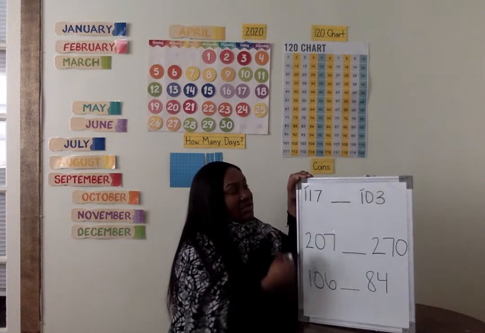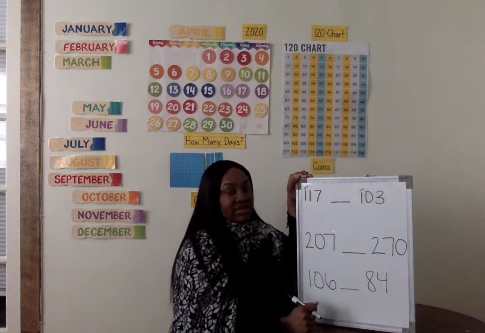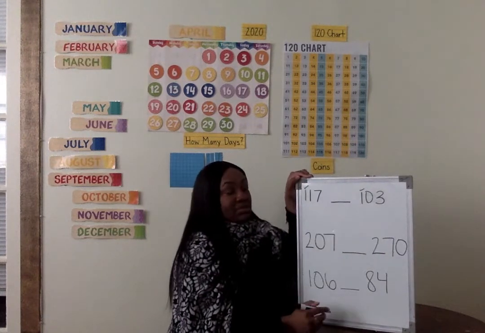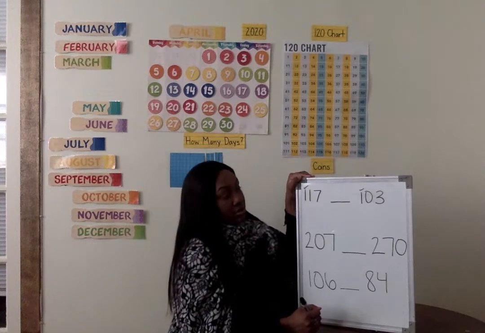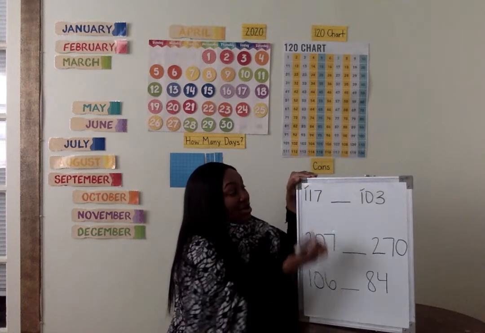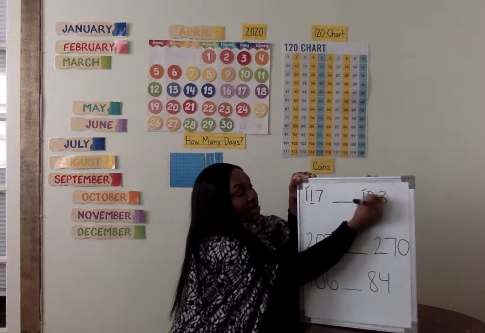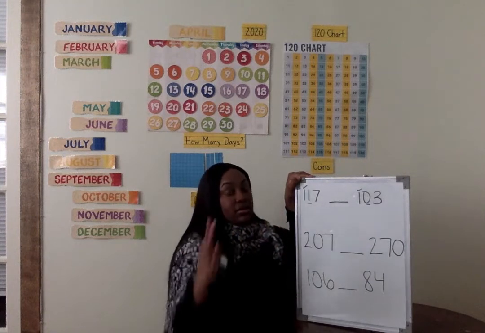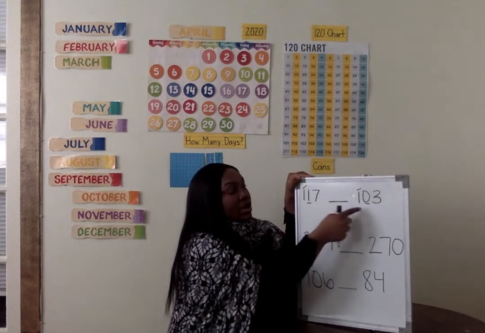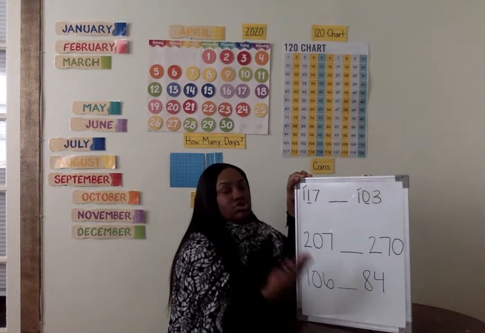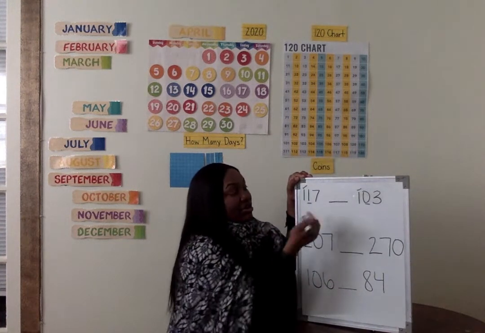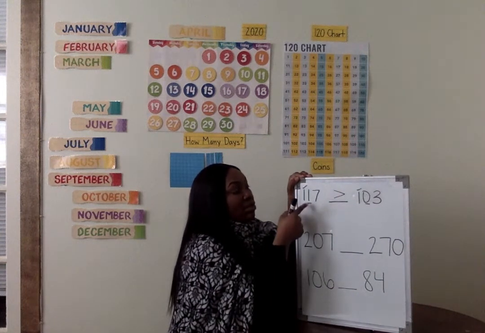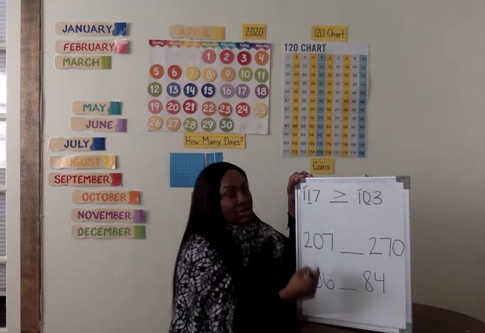Now let's look in the tens place. What number is in the tens place in the number 117? That's right, the number 1. What number is in the tens place in the number 103? Ooh, a little different. It's the 0. Since those numbers are different, I'm going to underline them because that's going to help me figure out which number is bigger. What's bigger, the number 1 or the number 0? So smart. The number 1 is bigger, so I know my alligator is going to want to eat the number 117 because 110 is bigger than 010.